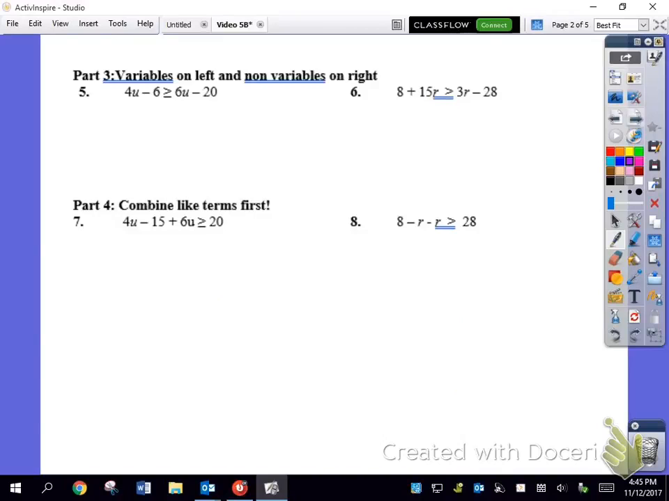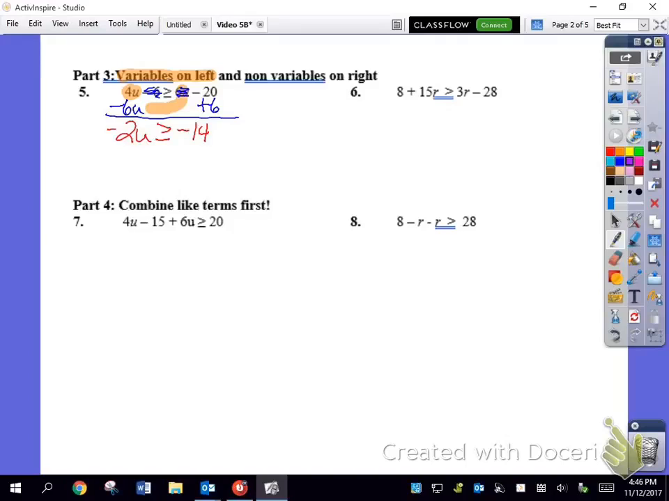On number 5, you want the variables on the left. So if it's a variable, it's going to stay. And this variable, 6u, has to move over there. So 6u becomes a negative 6u, and that goes away. And you want the non-variables on the right, so that negative 6 becomes a positive 6. Okay? So 4u minus 6u is negative 2u, greater than or equal to negative 20 plus 6 is negative 14.